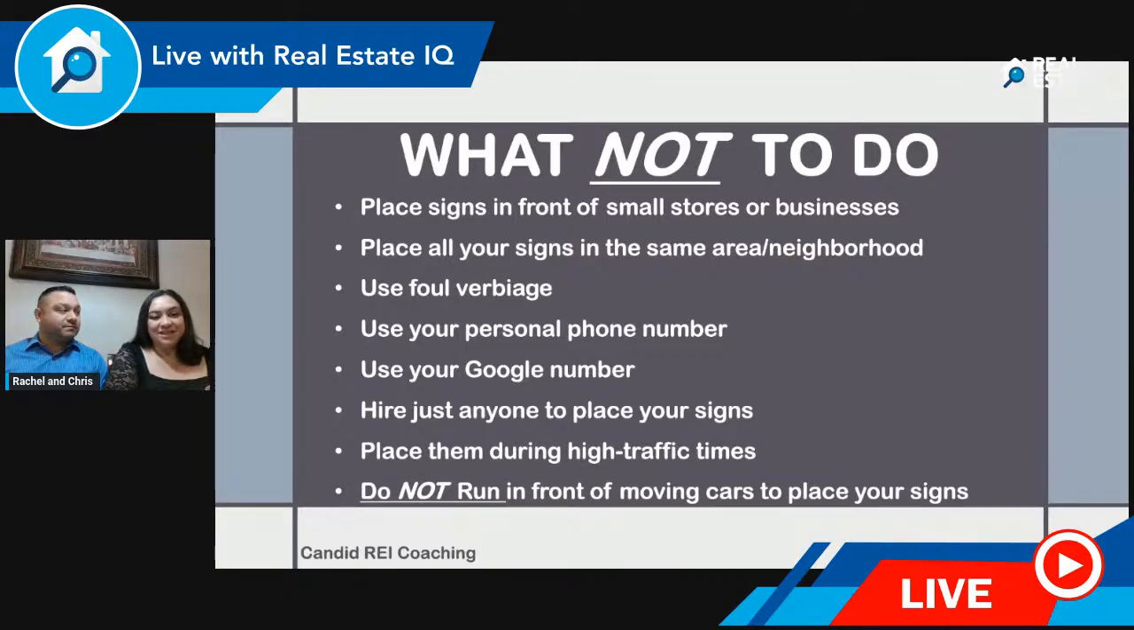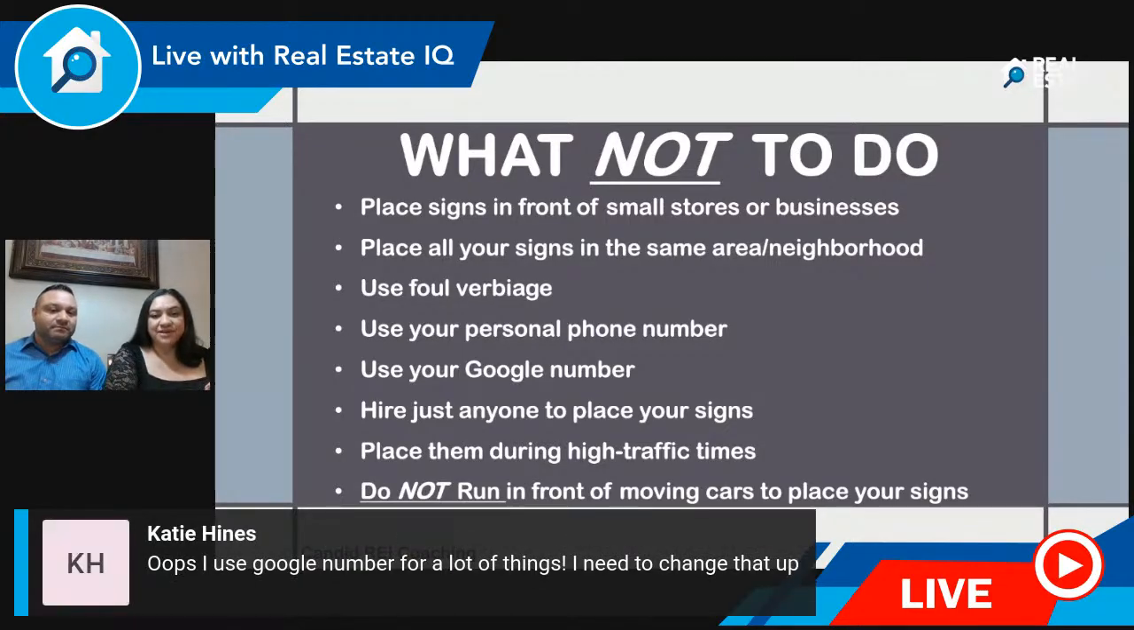There have been times where, thankfully, it's never happened to us, but we have known of people that it's happened to. They exchange money, give them the signs, and the signs end up in the trash. And they don't get put out, and you spend 100, 200, whatever you negotiate with them. You're already working hard to get these signs and pay for that, and the last thing you want is to pay for someone to hang them up or put them out, and they end up in the trash. And then do not put them up during high traffic hours.